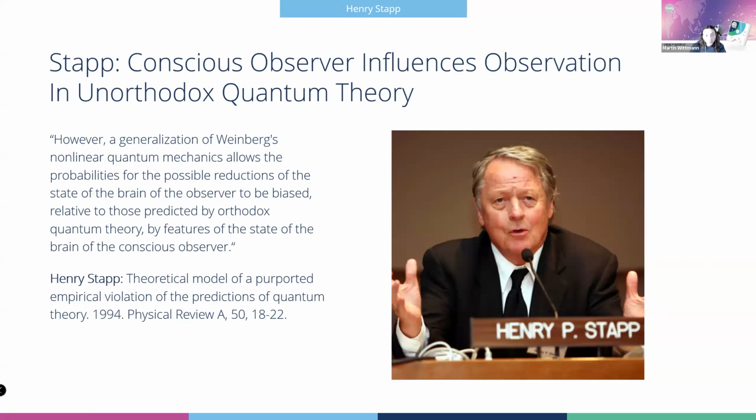So here you have a conscious Henry Stapp, and a conscious observer influences the observation in unorthodox quantum theory. What does that mean? You know the observer effect, and you say, okay, if you look at something, then you see the particle, otherwise it's a wave, and so on. But is your consciousness actually influencing something? Usually in normal quantum theory, you say, no, your consciousness is irrelevant. It just happens. It's just there.